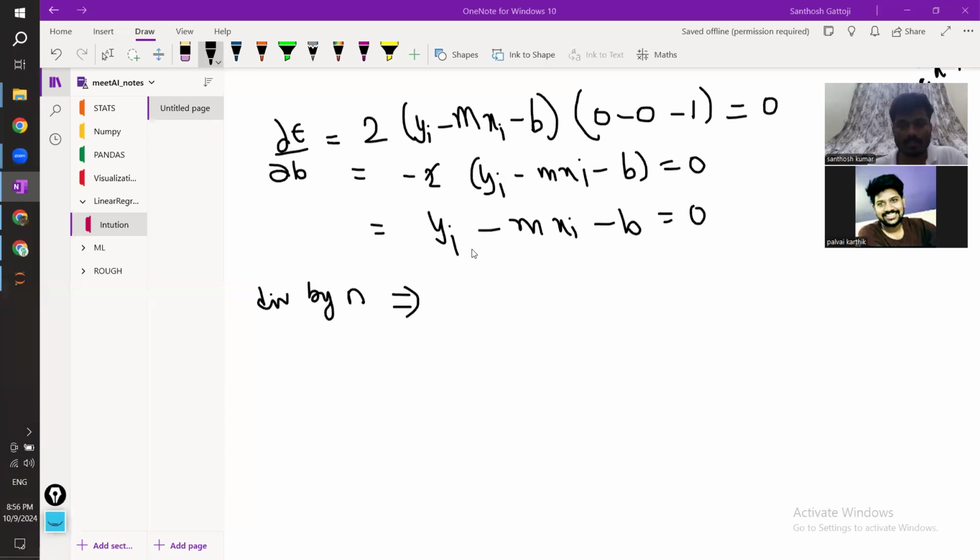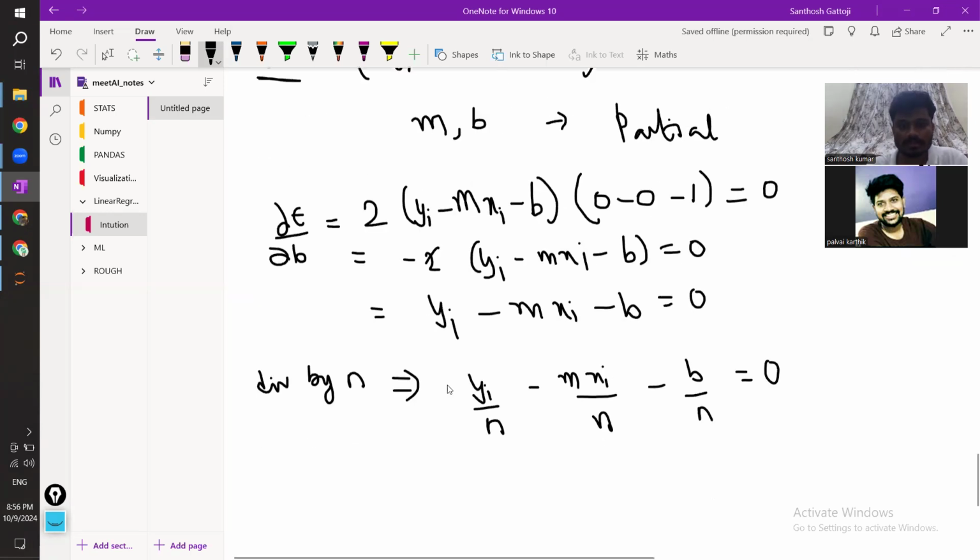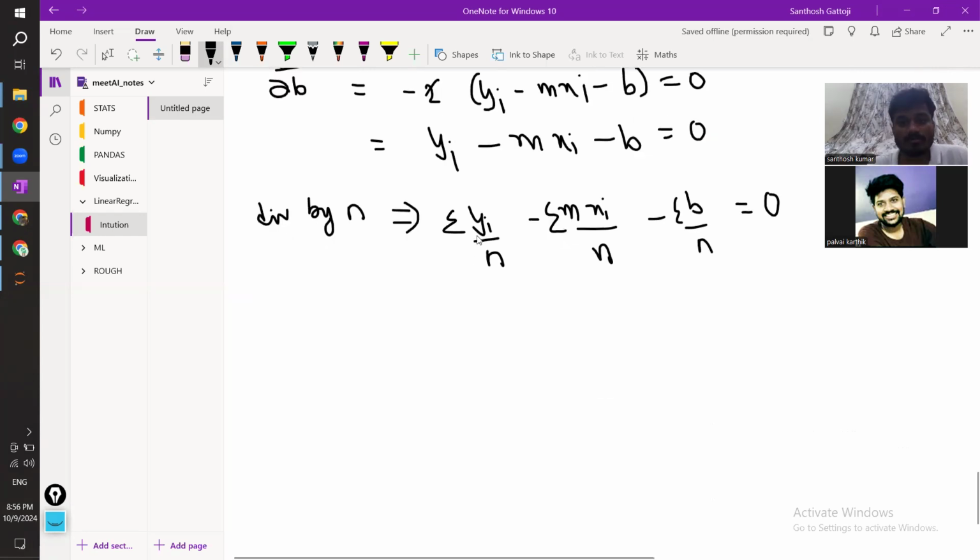So over here, if you see, I'm just dividing by n. What is n? Total number of points. So we get yi by n minus m xi by n minus b by n equal to 0. But if you remember, there will be something called summation. This is summation.